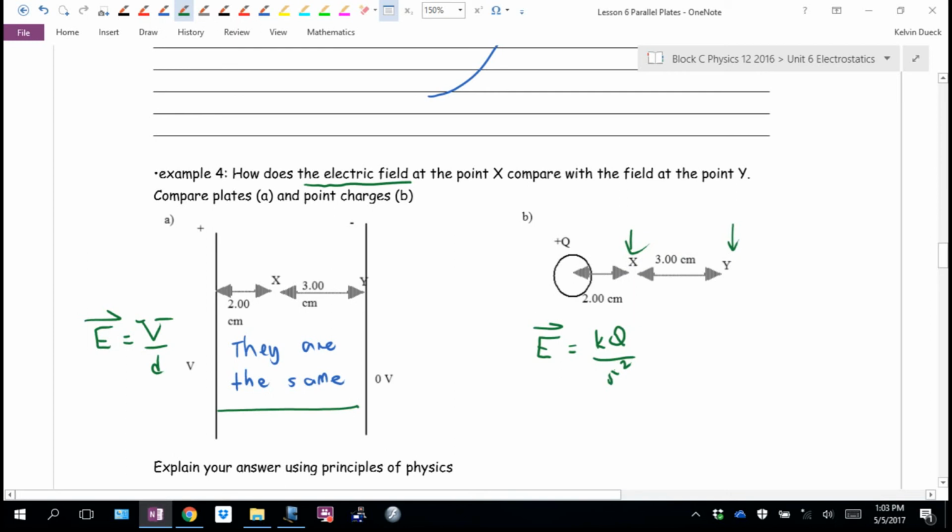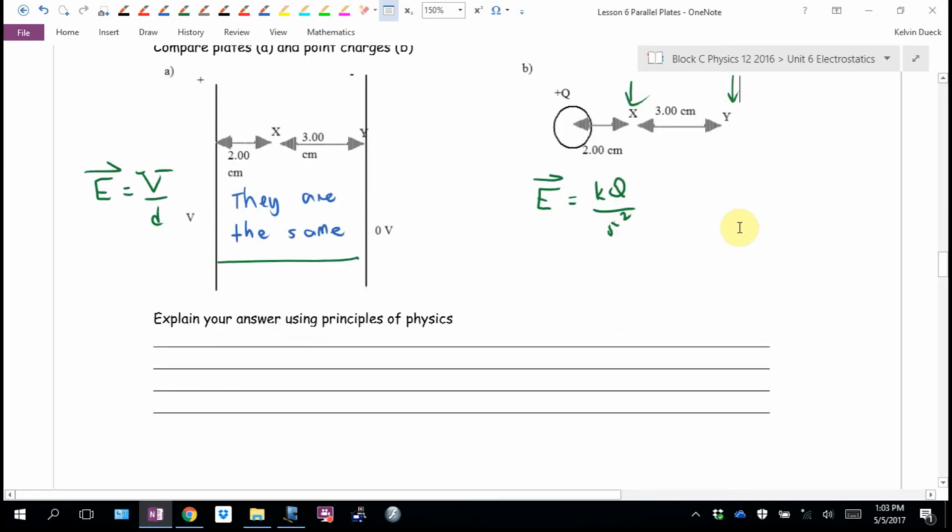Which one's bigger? The electric field at location X or the electric field at location Y? X, because closer in, dividing by a smaller number, you're going to get a bigger electric field. In fact, this is that inverse square thing, Lydia, that we've seen occasionally with the squared in the denominator. If you go twice as far away, you're 4 times weaker. If you go 3 times as far away, you're 9 times weaker.